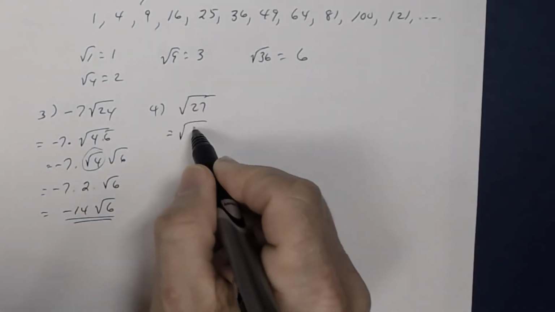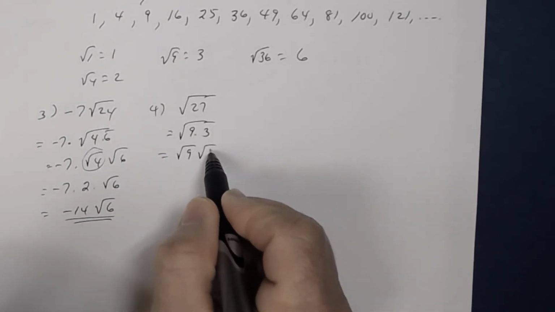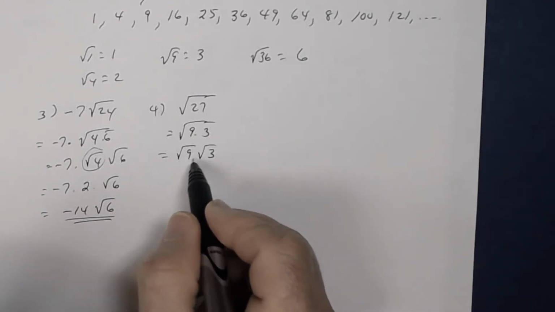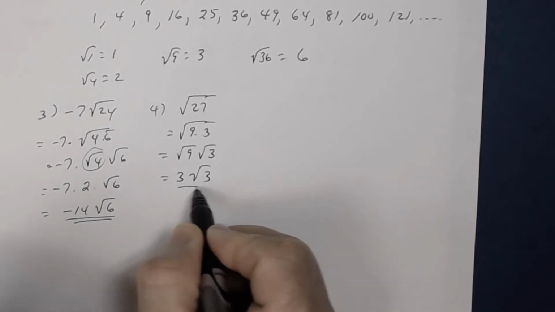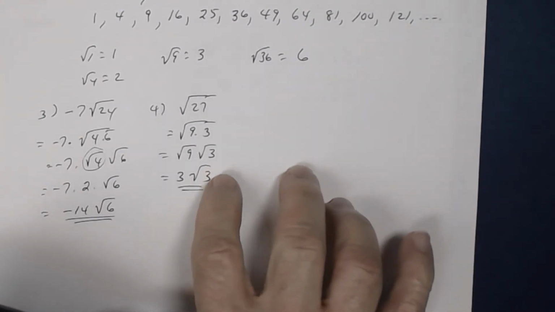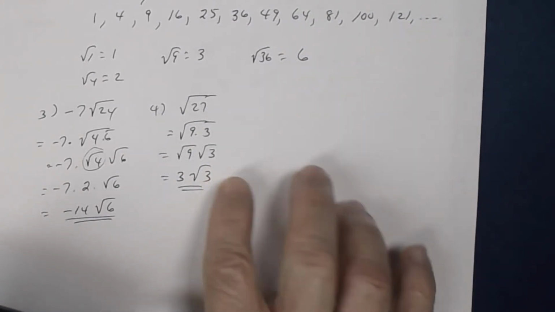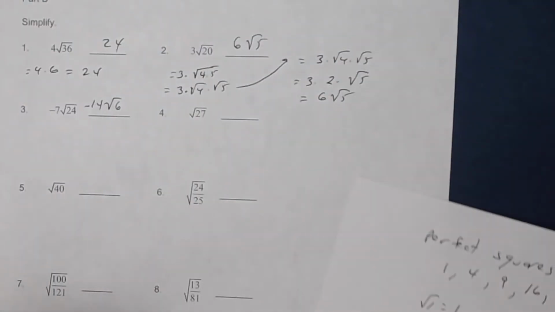So it becomes the square root of 9 times 3. Then rewrite this as the square root of 9 times the square root of 3. And remember, 9 is a perfect square, so the square root of 9 is 3. So you get 3 square root of 3. And you can't simplify the square root of 3 any further, because the only perfect square that goes into the radicand 3 is 1. So you're done. The answer to number 4 is 3 square root of 3.